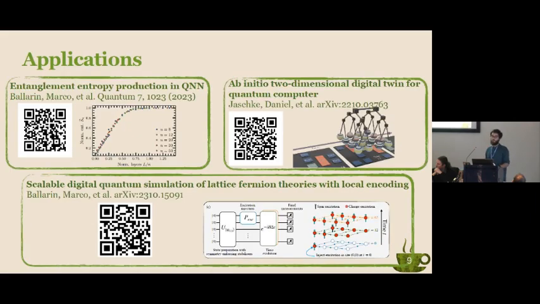The library has already been used in several publications. For example, the study of entanglement and reproduction in quantum neural network, a study about a digital twin for Rydberg atoms, or the latest simulation of lattice fermion theories.